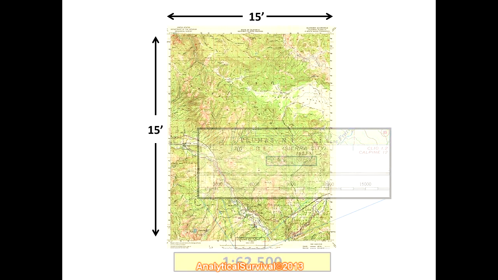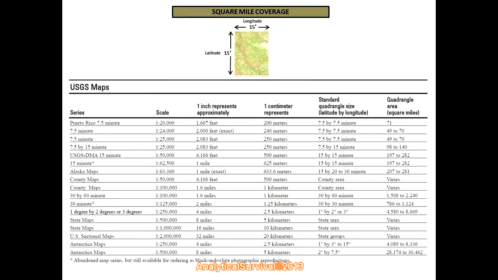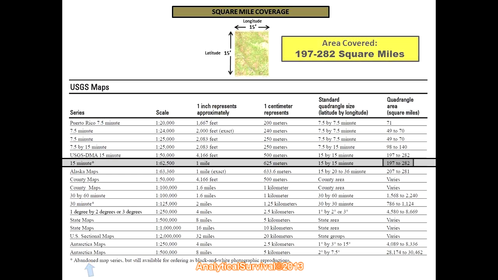And again, the scale is found at the bottom center, and it is a 1 to 62,500. Now, please note here that this size of map has been phased out by the United States Geological Survey, but you can still find older prints online. Now, we see here that a 15-minute map is covering a smaller area, but it's also retaining a greater amount of detail as well.